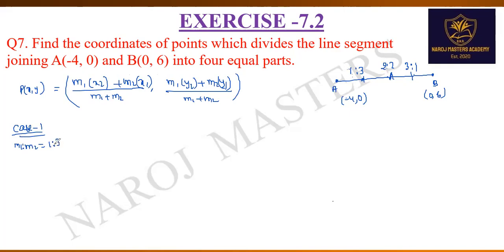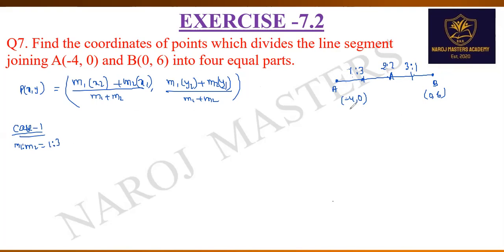1 is to 3. Or you can also use the midpoint formula. First find this one, then again the midpoint of these two, and then again the midpoint of these two. In that way also we can do it. Okay, now first let me do this in this way. So 1 is to 3.